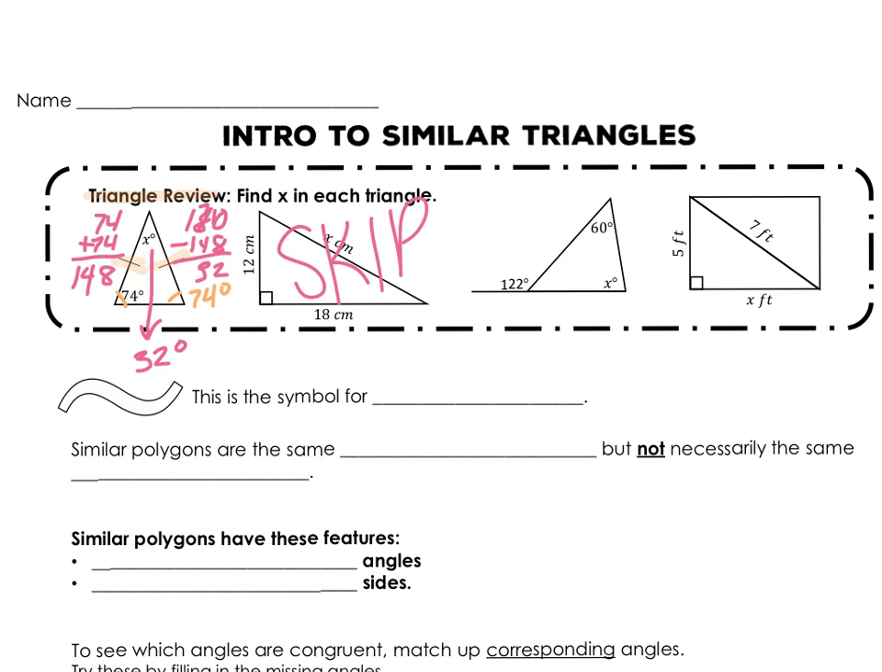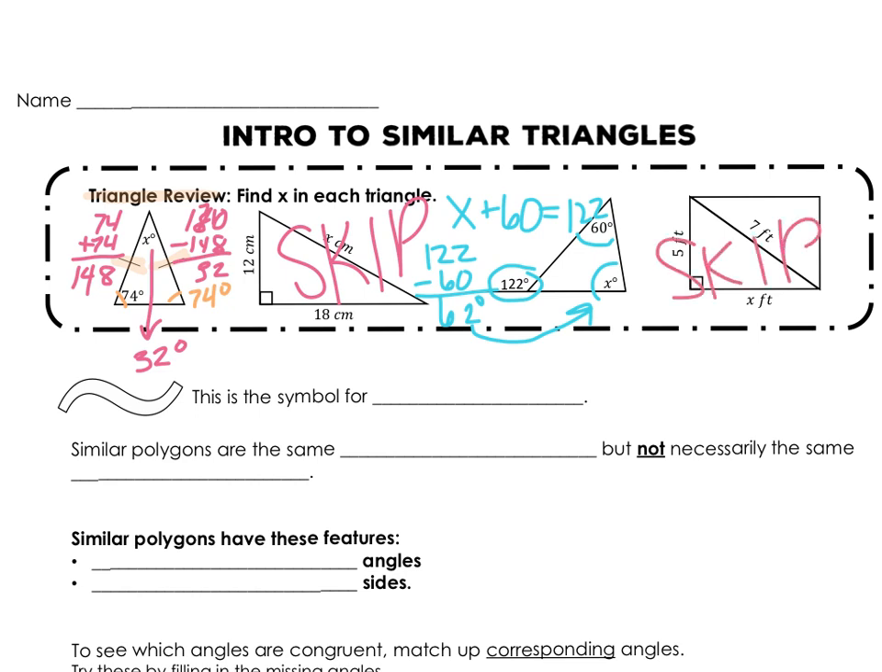For this next part, we are dealing with an exterior angle, and we know that if we add these two angles together, that equals that exterior angle, or you should know that by now. So I can just do 122 minus 60 to get my answer, and you should get 62 degrees. All right, and we are also going to skip the last one because we have not done that topic yet either.